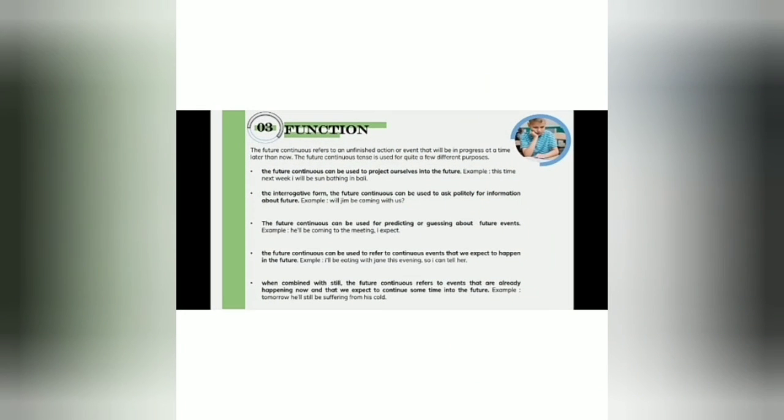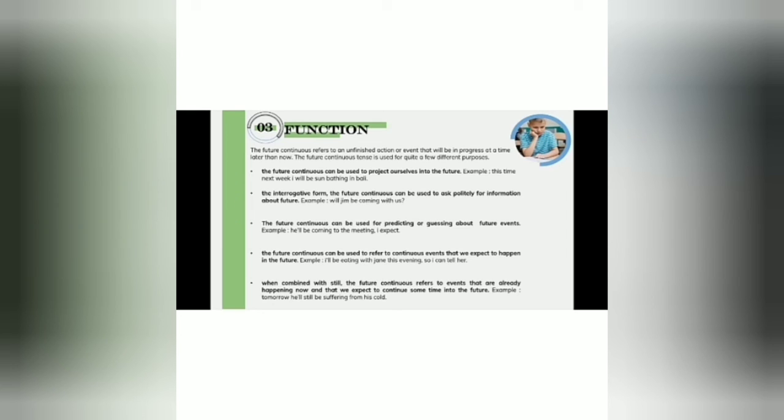Function of simple future continuous. The future continuous refers to an unfinished action or event that will be in progress at a time later than now. The future continuous is used for quite a few different purposes. First, the future continuous can be used to project ourselves into the future. Example: this time next week, I will be sunbathing in Bali. Second, the future continuous can be used for predicting or guessing about future events. Example: he'll be coming to the meeting, I expect.